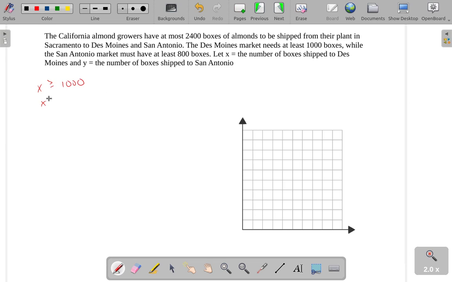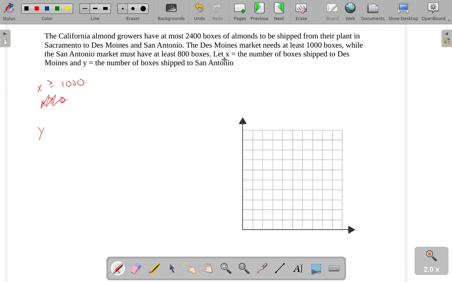Technically, we would also want to say the number of boxes shipped to Des Moines should be non-negative, kind of like we saw in that last problem. In general, when we have these variables, we should say that they're non-negative. But this is actually redundant in this case. If X is bigger than 1,000, we already know that X is bigger than or equal to 0. So we can get by without doing that one.